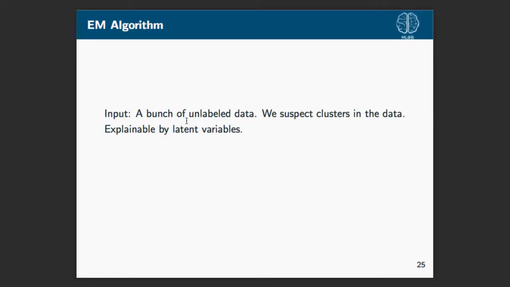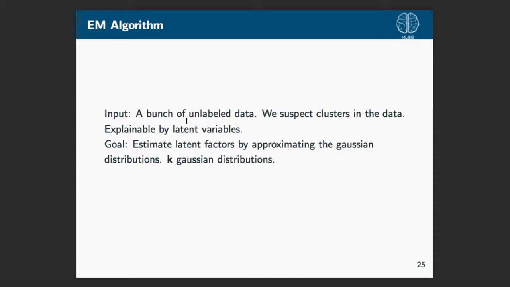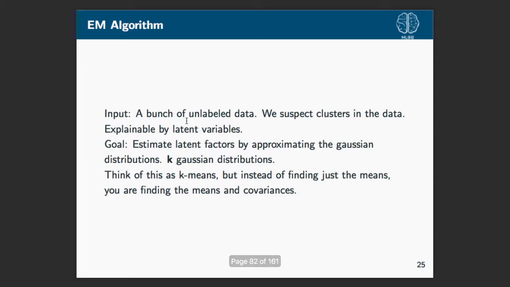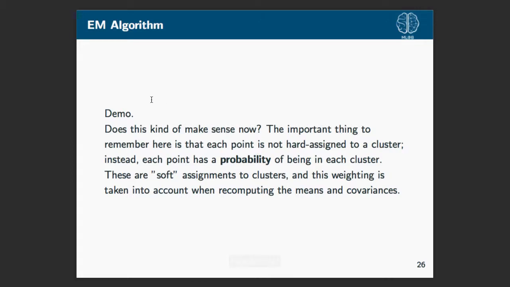Okay, so the input is a bunch of unlabeled data. We suspect that there are clusters in the data, and these clusters are explainable by latent variables. So we want to model Gaussians in order to explain those latent variables or find them. We want to estimate these latent factors by approximating the Gaussian distributions. And we want K of those Gaussian distributions. K, again, is a hyperparameter. You can think of this as K-means, but instead of just finding the means, you're finding the means and the covariances. So let's do a demo first to give you a picture of what that looks like.